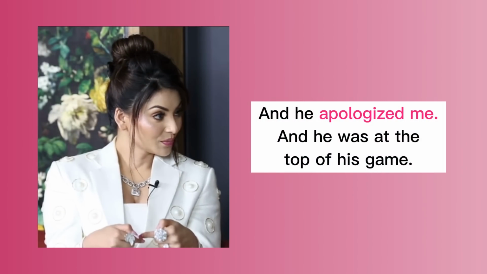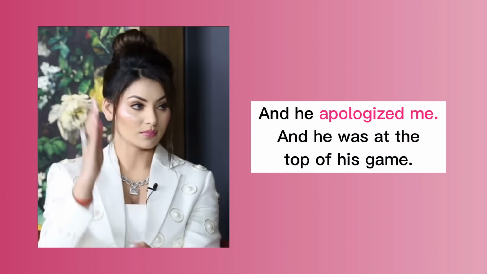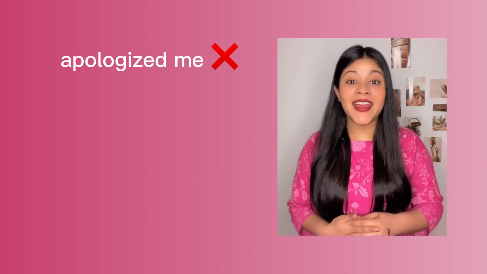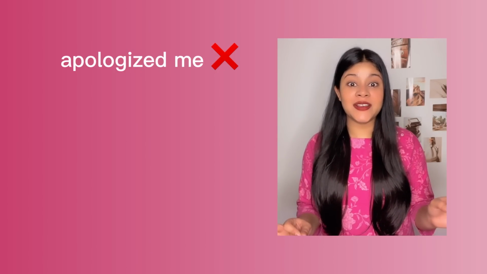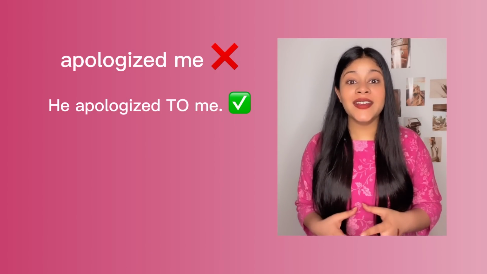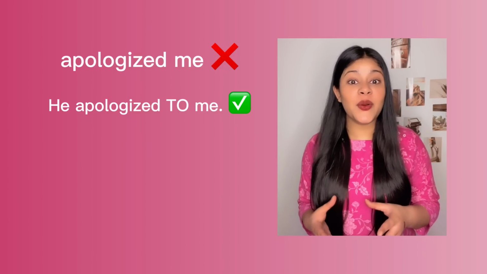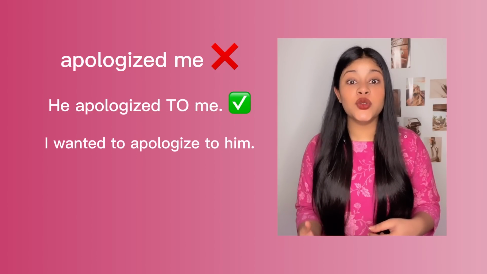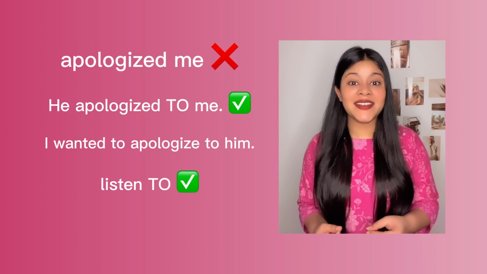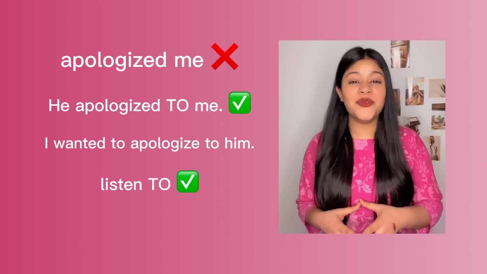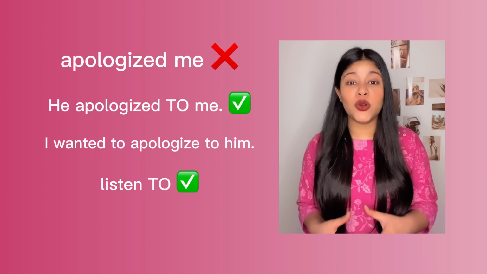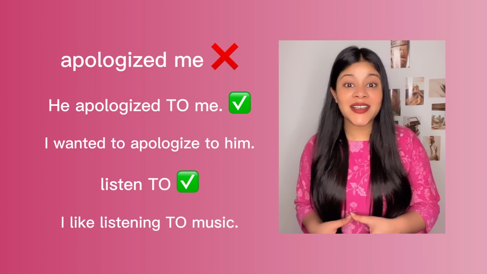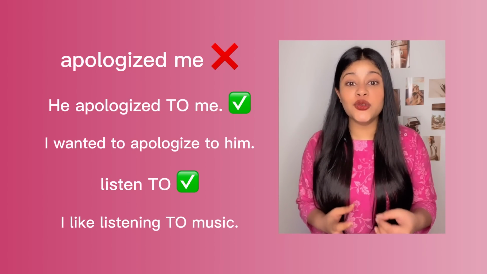And he apologized me, and he was at the top of his game. He apologized me. In this sentence, again, there is a word missing, and that word is to. He apologized to me. We always use the word to with apologize. I wanted to apologize to him. Similarly, listen also always takes to. This is a very common mistake that I observe a lot of students make. The sentence here would be, I like listening to music.